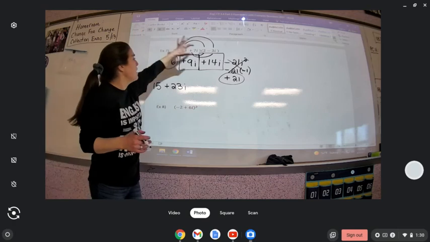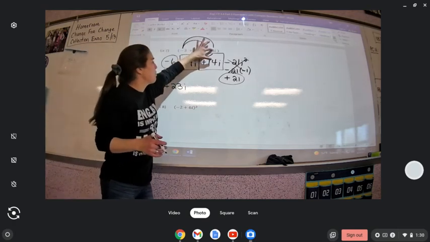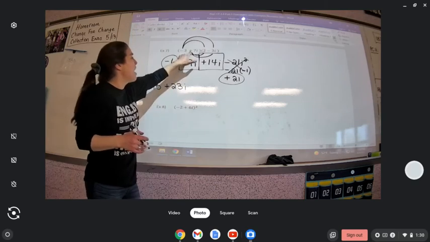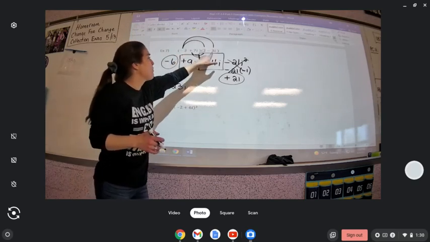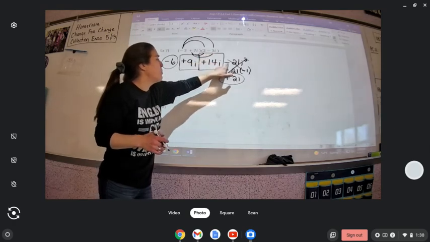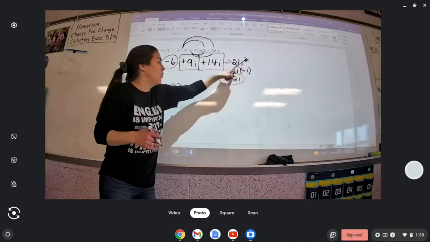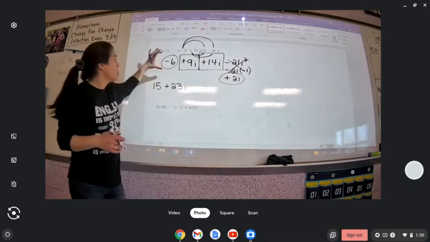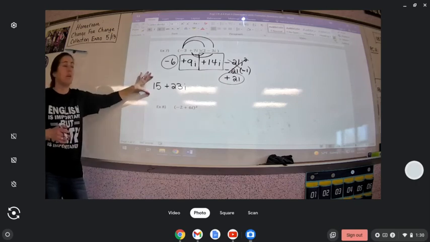Because negative 3 times positive 2 is negative 6. Negative 3 times negative 3i is 9i. 7i times 2 is 14i. And then 7i times negative 3i is negative 21i squared, which is negative 21 times negative 1, so really that's a plus 21. So negative 6 and positive 21 get me 15, right?